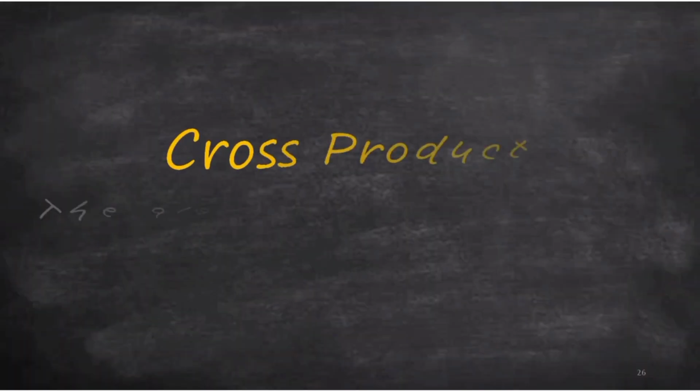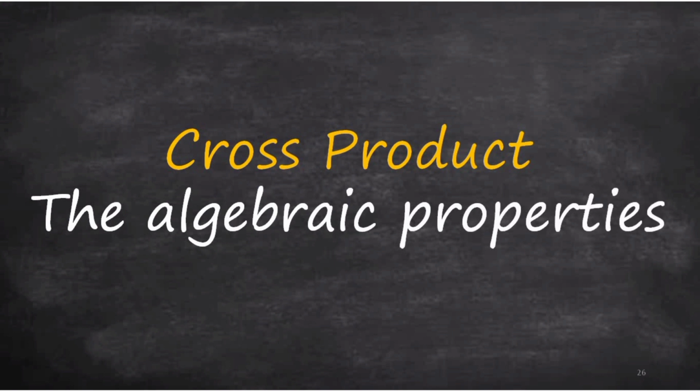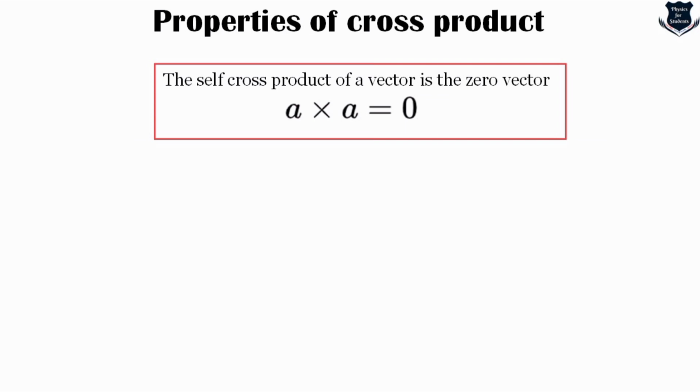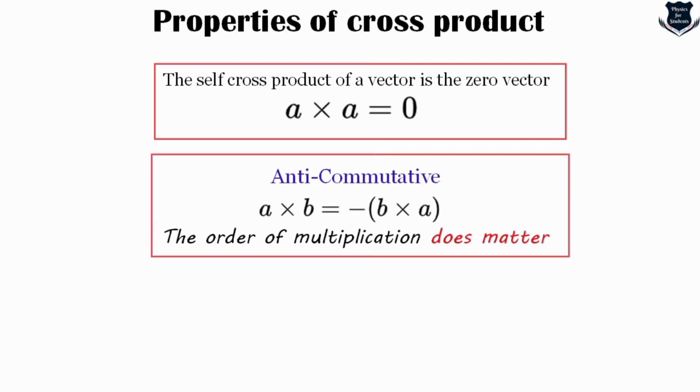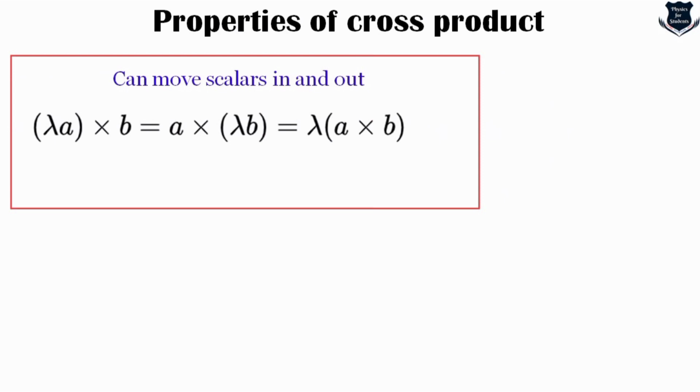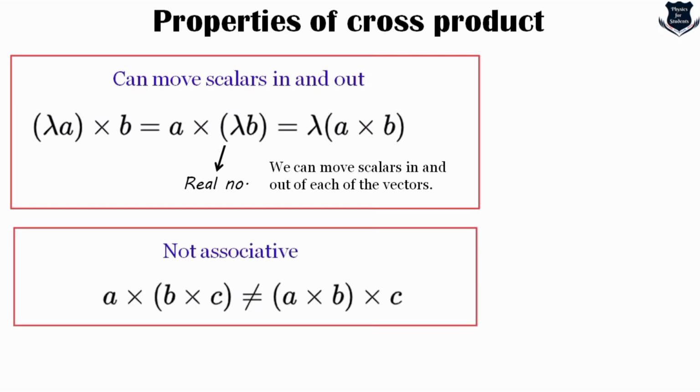Okay. So we quickly look into the algebraic properties of cross product. The first algebraic property is that the self cross product yields 0. It is anti-commutative. Remember, the order does matter. Earlier we saw that the dot product follows the commutative law. Here it does not, and we will also see intuitively in a figure why it is anti-commutative. It distributes over addition, and we can move scalars in and out just like the dot product, which makes calculations easier for us.